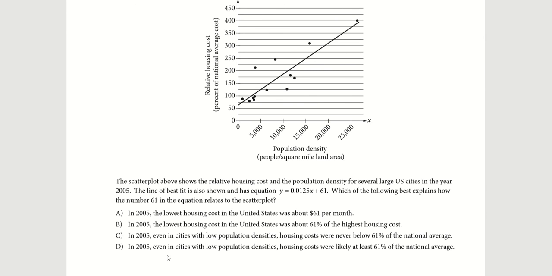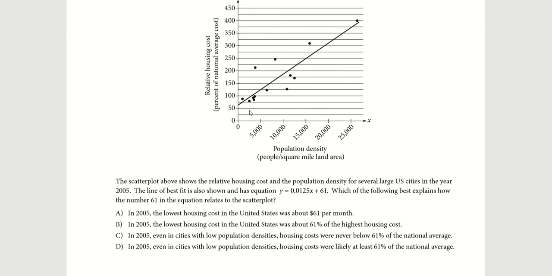D. In 2005, even in cities with low population densities, housing costs were likely at least 61% of the national average. That sounds much more reasonable. Again, the word never is very strong, and we don't see that here. It's 61% right at the y-intercept. Of course, it doesn't make sense to say that at a population density of 0 there's this housing cost, because if the population density is 0, then there's no people. But the point here is that we see this line moving towards this point in the low population density range of the x-axis.